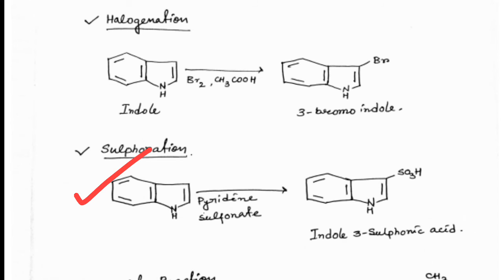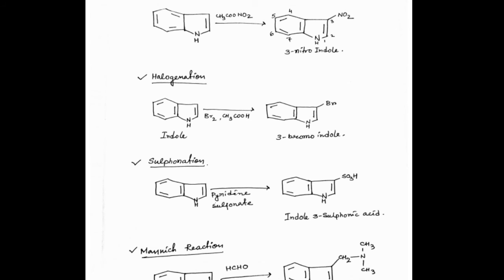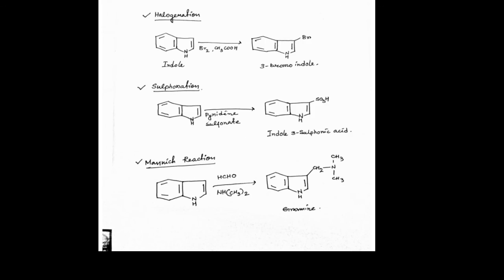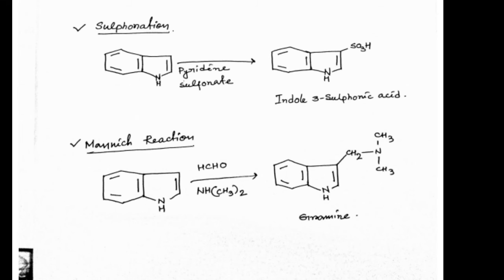Now the next reaction, sulfonation. Again take indole. Whenever we discuss the sulfonation of pyrrole, you can see that pyridine sulfonate is used as the reagent, and as the pyrrole ring is present in the structure of indole also, indole-3-sulfonic acid is the product for the sulfonation of indole. The 3 position is substituted with the SO3H group.